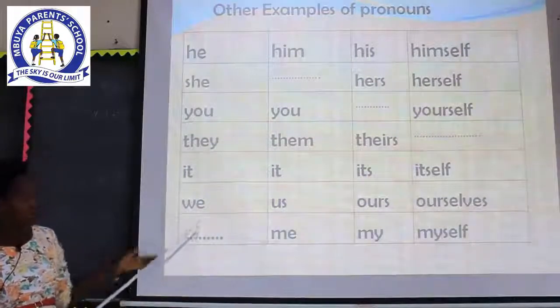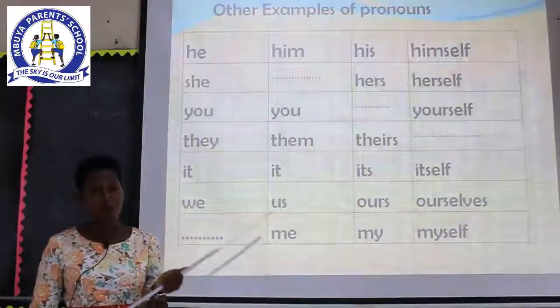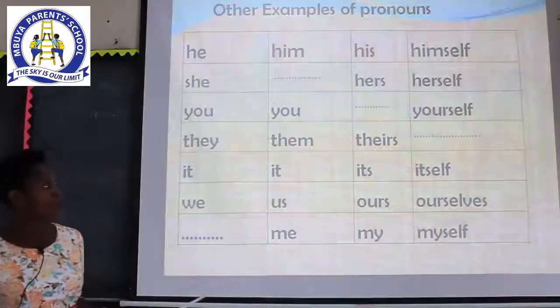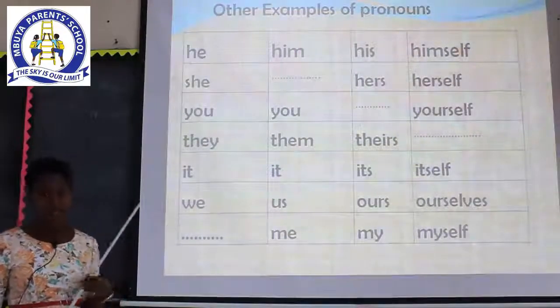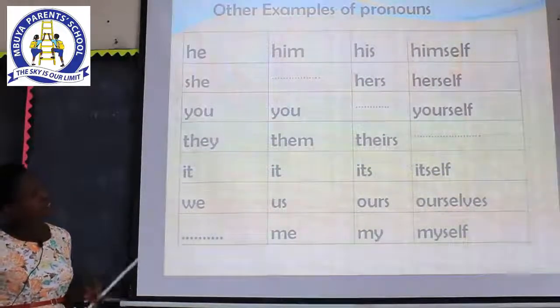I think we can read the others and get to know how pronouns are formed. Are we together, children? I want you to take your time and read and understand them very well. All right, let us go ahead and look at these examples.